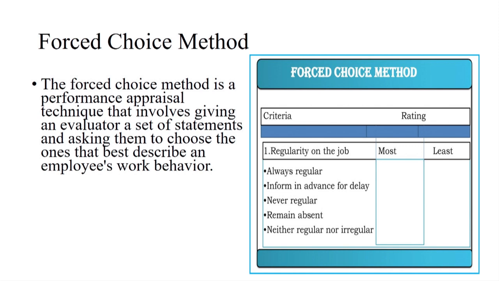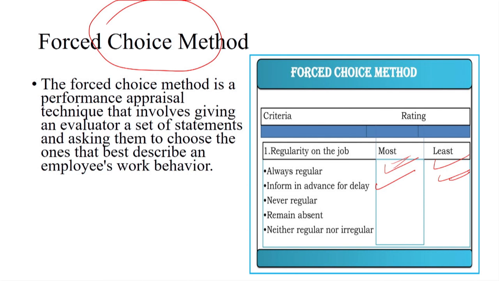Actually, this method was developed by J.P. Guilford, and it contains a series of groups of statements, and the rater rates how effectively a statement describes the individual who is being evaluated. Please understand the word choice. The choice is being given, like most or least. If I want to say whether the person is regular on the job most of the time or least of the time, or informs in advance of a delay most of the time, the choice is given only between two things, the most and the least. So this is how the people are evaluated.